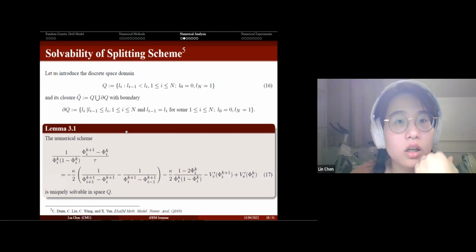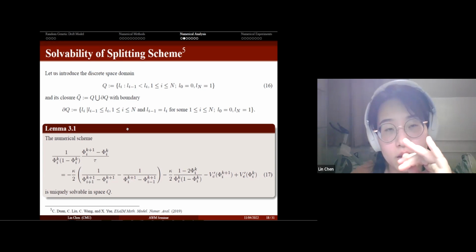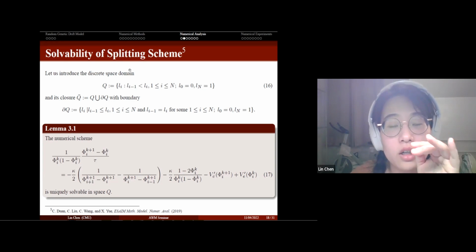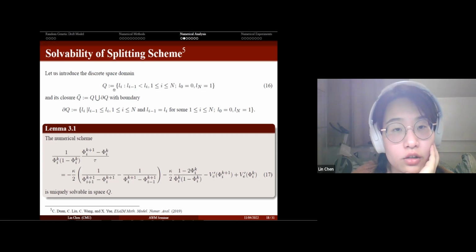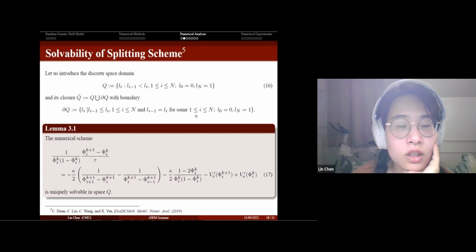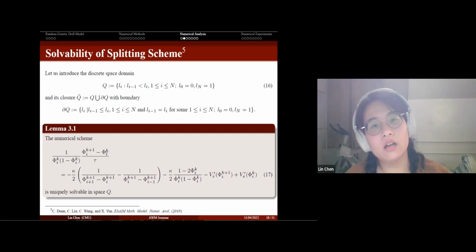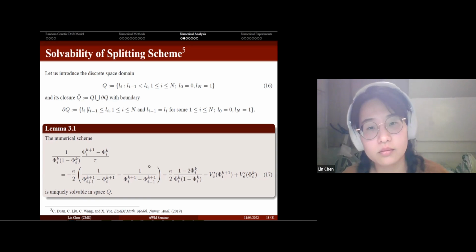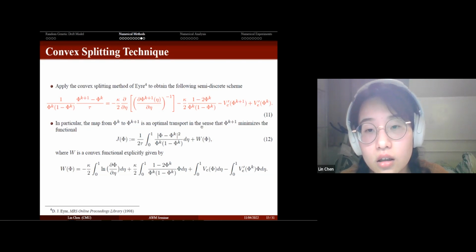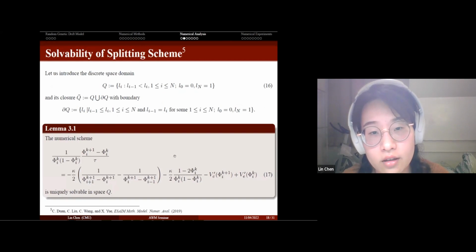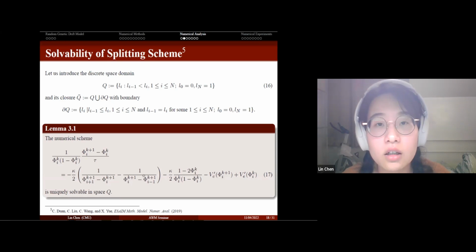And then we want to prove the convergence of our two schemes. First, we need to prove the solvability of our convex splitting scheme. If we define a discrete space domain as this one, this is just the discrete space, and we define the boundary as this formula. Then we can prove that our convex splitting scheme is uniquely solvable. And the proof is very easy because, as we mentioned before, we can regard our scheme as the minimizer of this functional, and this functional is a convex functional. So it's equivalent to solving for the unique minimizer of this functional. So we can also get the solvability of our convex splitting scheme.